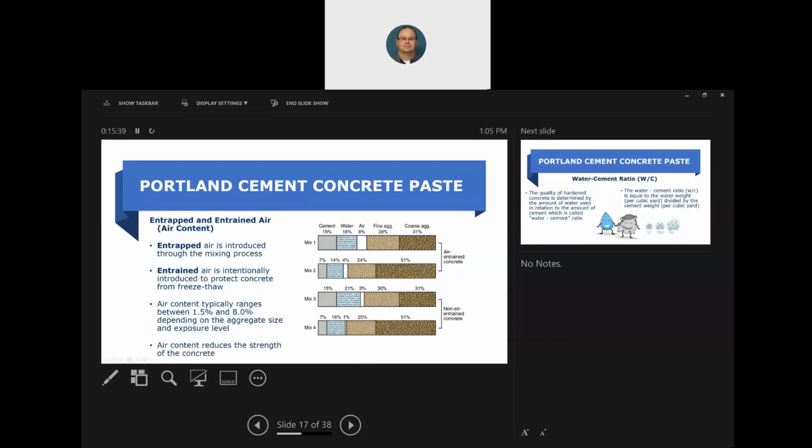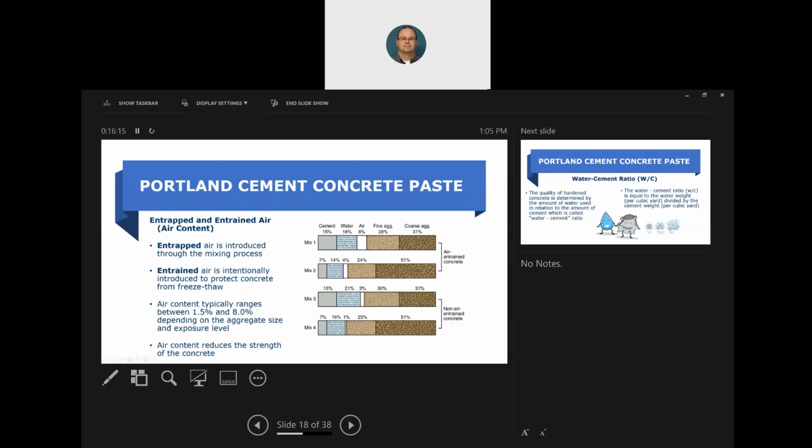All right, let's talk about entrapped and entrained air content. Entrapped air is air introduced through the mixing process. When you mix anything, you produce air bubbles. That's what happens. Entrained air is intentionally introduced to protect concrete from freeze thaw. Air content typically ranges from 1.5%, which is only entrapped air, all the way up to 8% when we have entrapped and entrained air, depending on the aggregate size and exposure level.